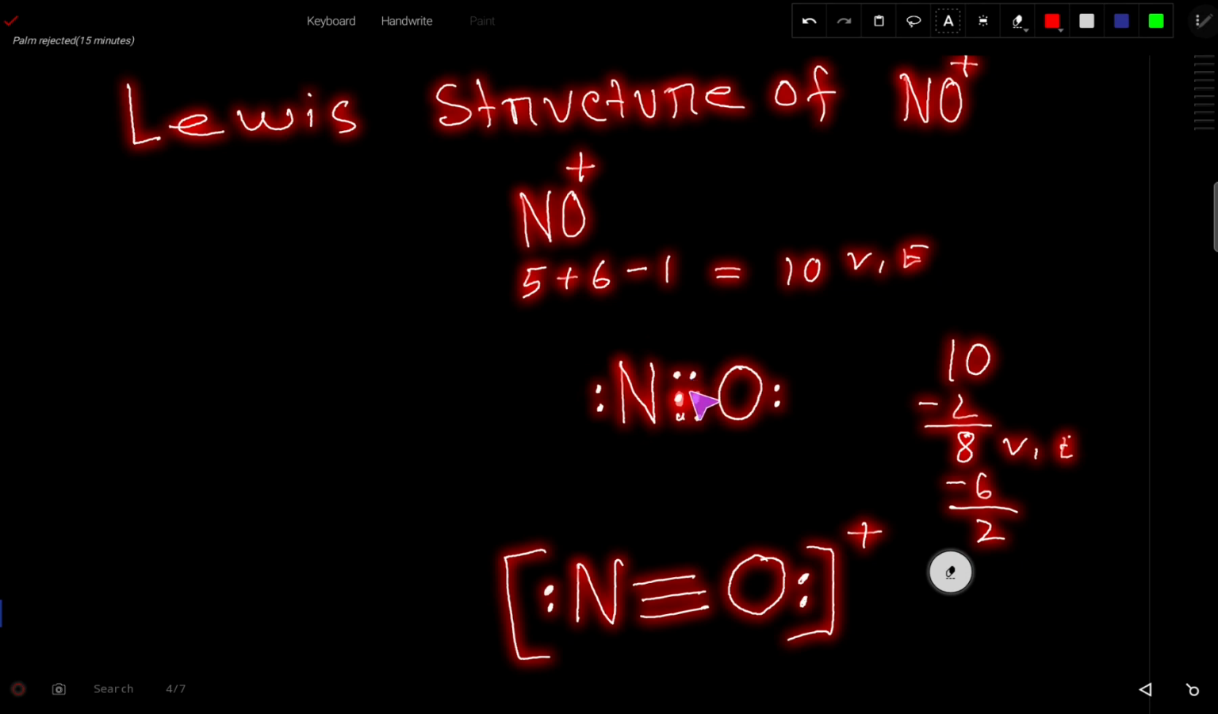You can express this bond pair as a dash. Look here, we have 3 bond pairs, so 3 dashes, right? At last you have to use a bracket to place the charge. Here the charge is positive. So this or this is the Lewis dot structure of NO+, or the nitrosonium ion.